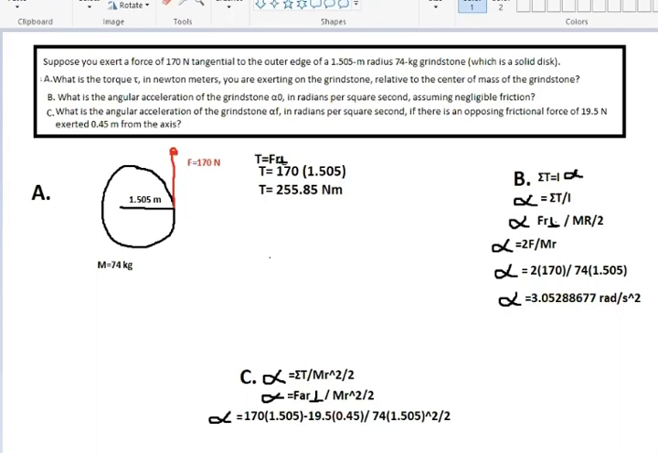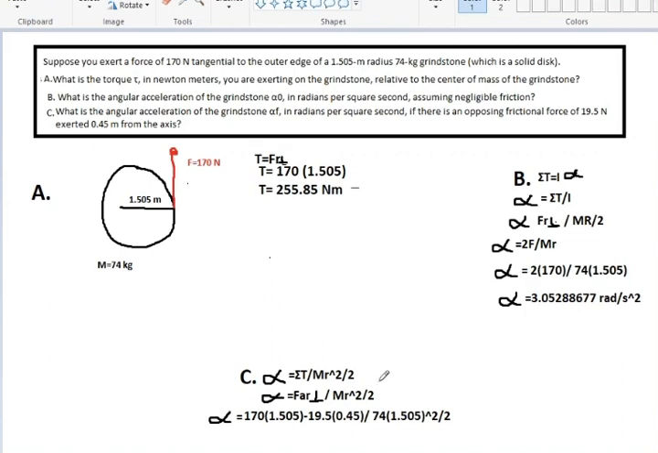Next, moving on to the third question, letter C, it states, what is the angular acceleration of the grindstone in radians per square second if there is an opposing frictional force of 19.5 newtons exerted 0.45 meters from the axis? Starting off with this problem, we already have two torques, this one here, and then this one over here. And so we would have to rearrange this equation to make it usable.